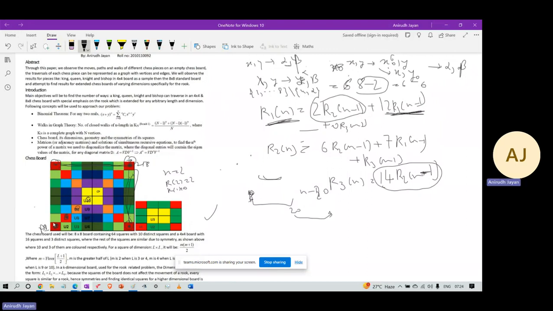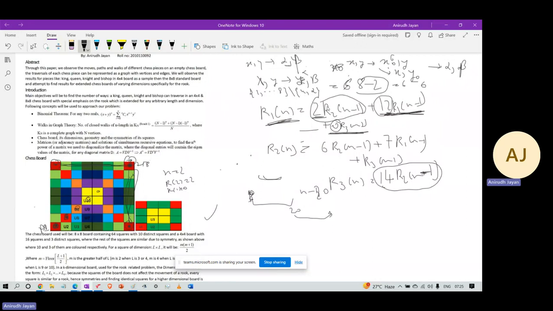And since it cannot reach H8 in one move, therefore it must not have R3 of n as a term. And we know that since it has 2 times R2 of n and 12, this is 14. And it can only make 14 moves, so there is nothing left for R3.